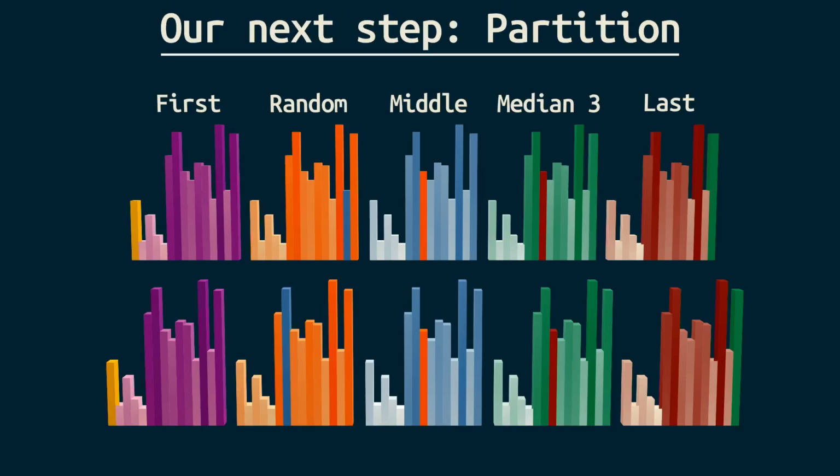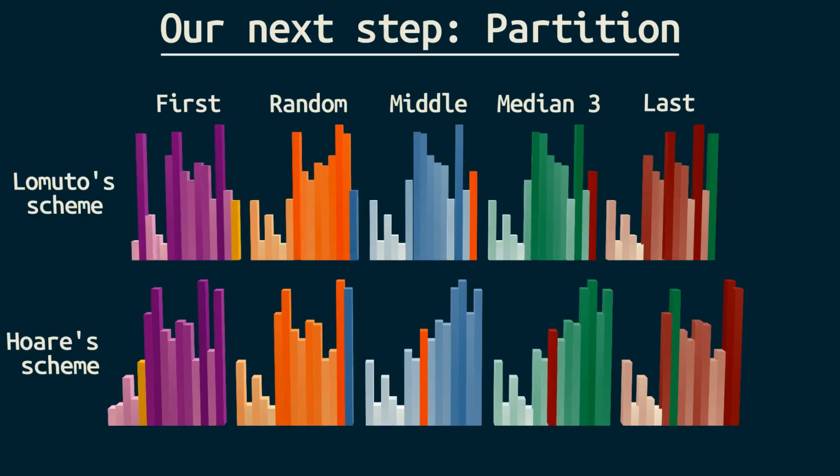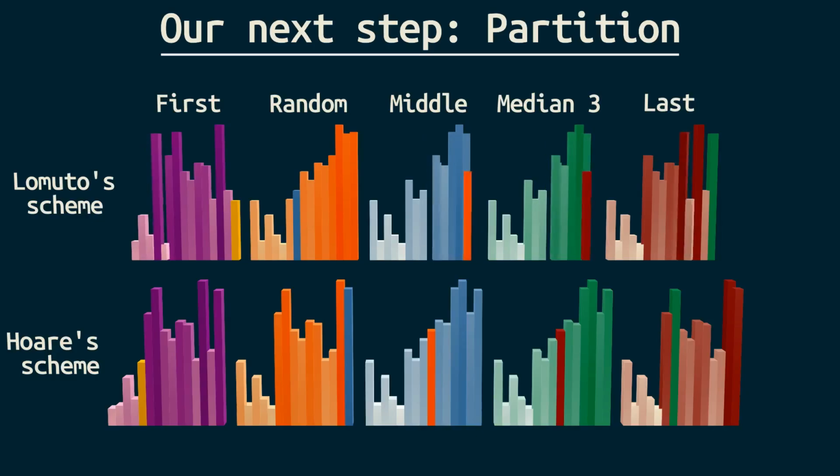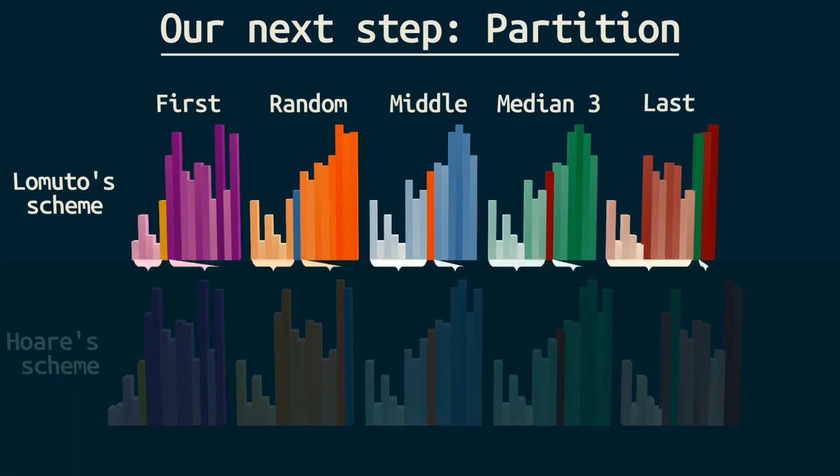Our next step is to partition around the pivot. There are 2 well-known ways to do this: Lomuto's partitioning scheme and Hoare's partitioning scheme. To get an idea of the difference, let's watch one round of partitioning for all the different quicksorts. You'll notice each way to choose the pivot can combine with each partitioning scheme, resulting in the family of algorithms we've been watching. After one round, the Lomuto partitions look like this.